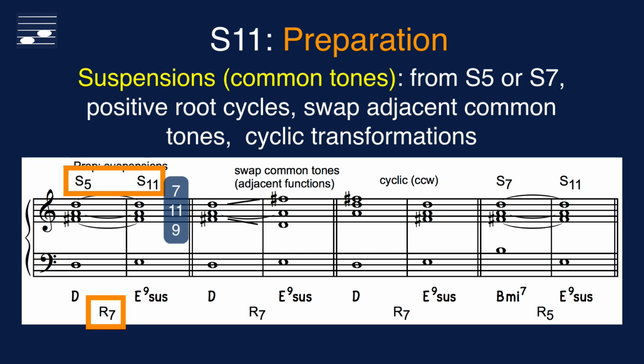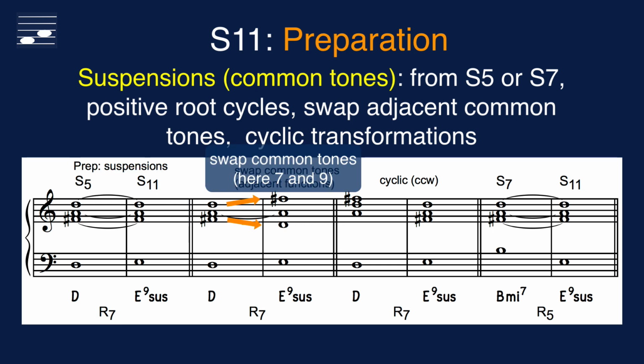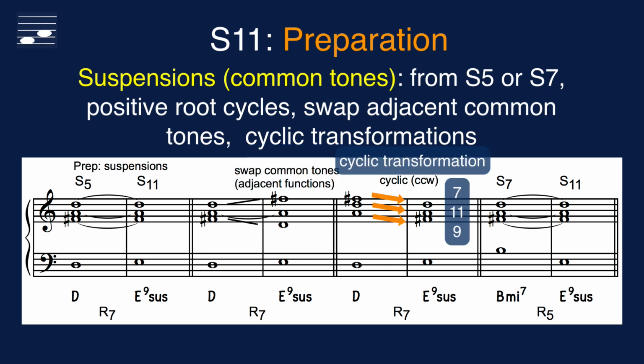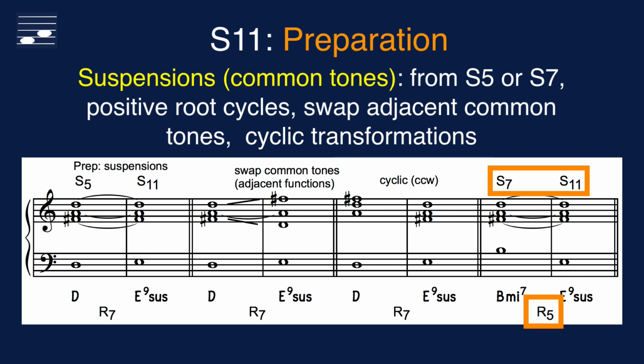On the left is the preparation of E11 by triple suspension from a D major triad at root cycle R7. Equally possible is the swapping of adjacent functions that form a consonant, or the cyclic transformation of the triad here in counterclockwise direction. The suspension preparation from a B minor 7th chord is shown on the right.